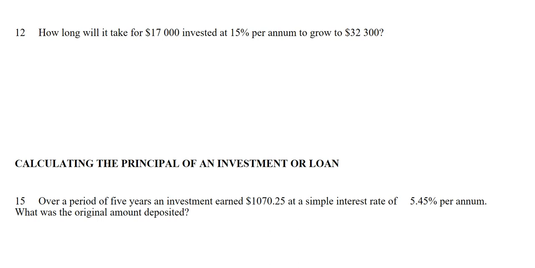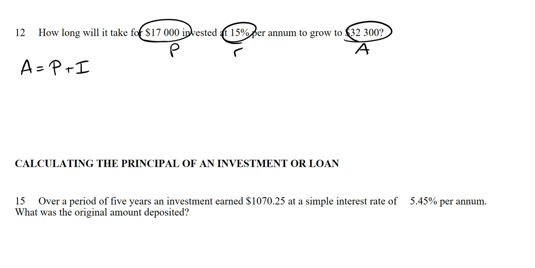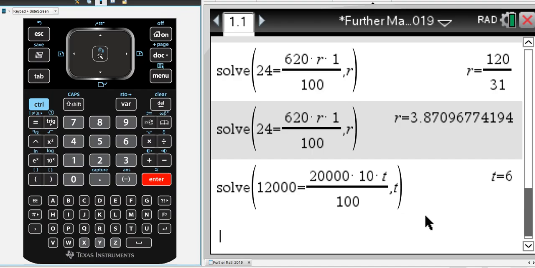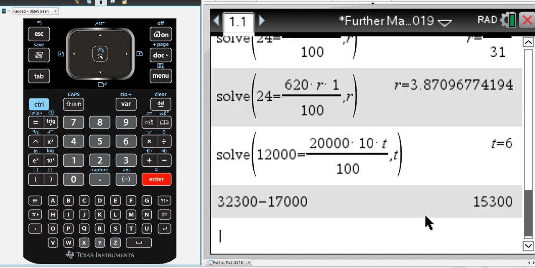So here's number 12. Same idea. So we've got P here, we've got R there, we've got A here. So we're going to need to find the interest first before we can use the PRT formula. So A is equal to P plus I, which is $32,300 for A. $32,300 equals 17,000 plus I. So if you're not sure, I could just subtract 17,000 from 32,300 on my calculator. So 32,300 minus 17,000 gives me 15,300.